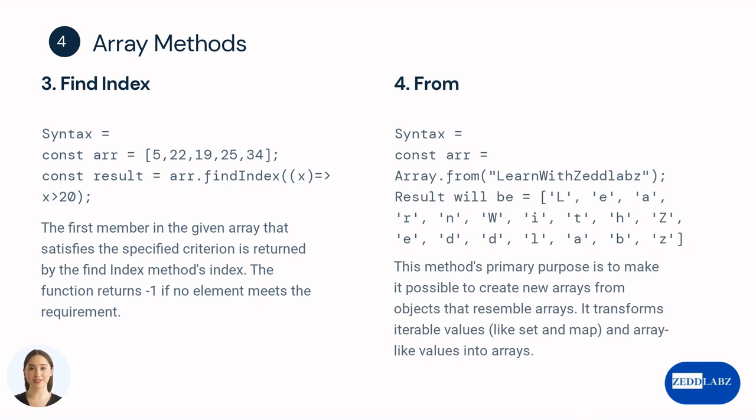The primary purpose of this method is to make it possible to create new arrays from objects that resemble arrays. It transforms iterable values, like set and map, and array-like values into arrays. Let's understand the above example. We use our Array.from method and pass a string value, learned with zlabs. What the from method does is break the string into single letters and form an array from it.